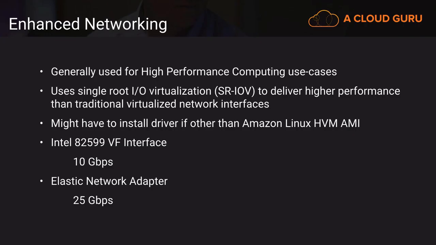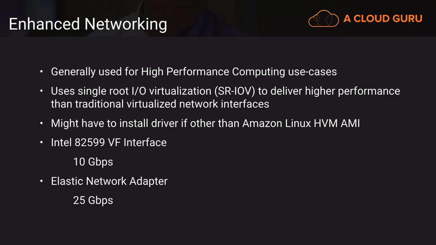We're going to talk a little bit about some enhanced networking features that AWS offers. Generally, the use cases for these are high performance computing, where you have a lot of data or a lot of very powerful computing resources that need to communicate at a high rate of speed. Specifically, AWS offers some specialized, virtualized network interfaces that use special techniques and processes to enable way higher performance than traditional virtualized network interfaces.